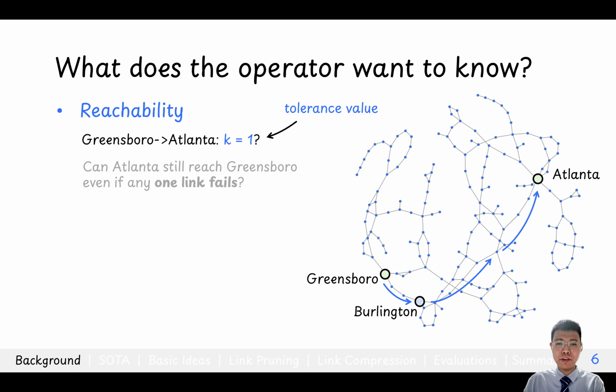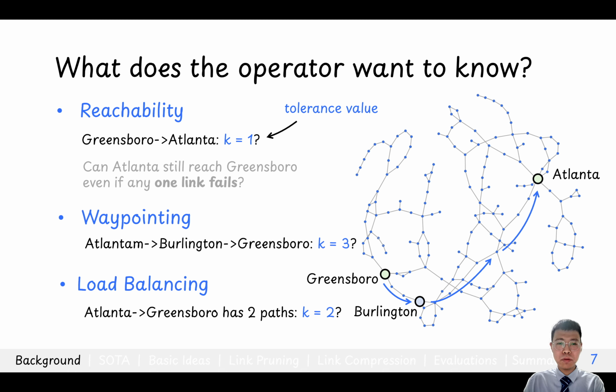To avoid such misconfigurations, operators want to know whether network properties still hold after link failures. We take the reachability from Greensboro to Atlanta as an example. A fault tolerance value of 1 means that Atlanta can still reach Greensboro even if any one link fails. Moreover, operators may also want to verify other properties, such as waypointing, which asks whether packets will always traverse a specific node, and load balancing, which asks whether traffic can still be forwarded along multiple distinct paths.